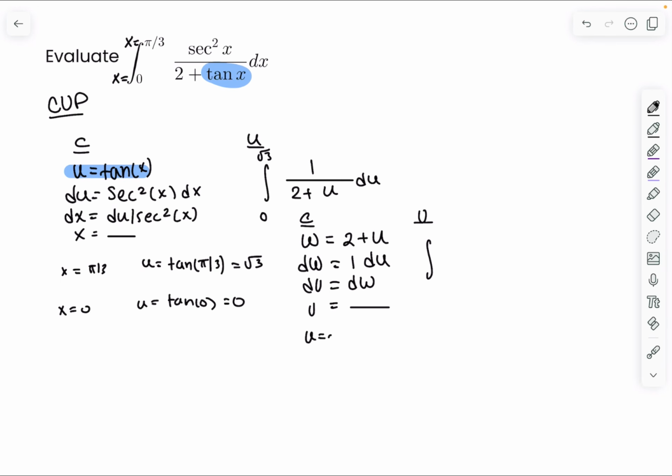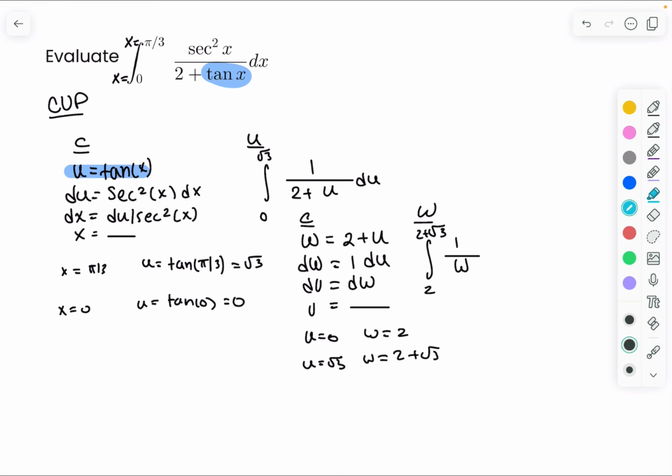I have u equals 0, u equals square root of 3. I want to put this in terms of w now. In this case, we have 2 plus 0, which is just 2, and then we have 2 plus square root of 3. So we have 2 and then 2 plus square root of 3, and then we have 1 over w, because remember I made this my w. Then I have du, I can replace it with dw. And so now I have a really nice integral.